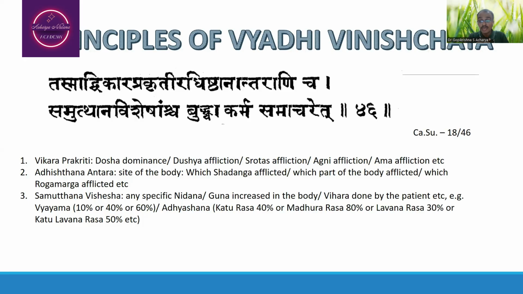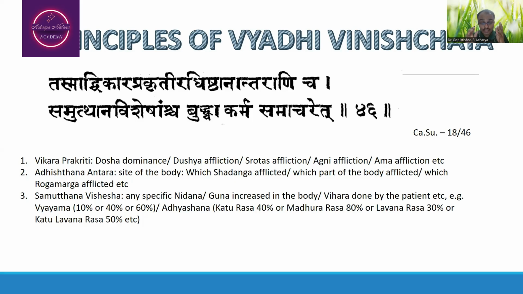Regarding the vihara done by the patient. For example, if the person is doing vyayama for 5 minutes, the vata dosha vitiation may be milder, for example 10% of the vata dosha may be increased in the body. Suppose the person is doing 1 hour of vyayama, the vata dosha may be increased up to 40% or so. If the person is doing more than 3 or 4 hours of vyayama, then there may be a possibility of vata dosha increase up to 50% or more than that.